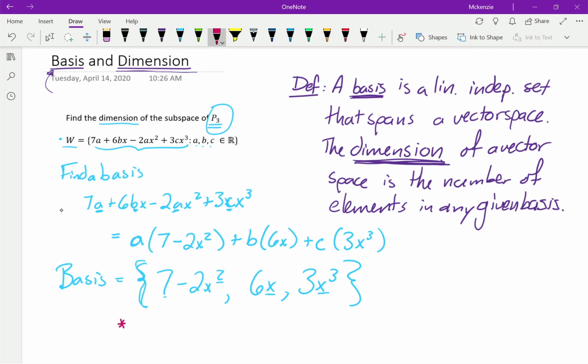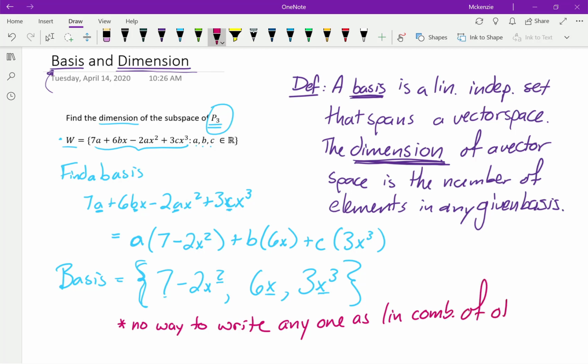So let's say no way to write any one of these as a linear combination of the others, because we don't have the right powers of x anywhere. So this tells us that we're linearly independent.